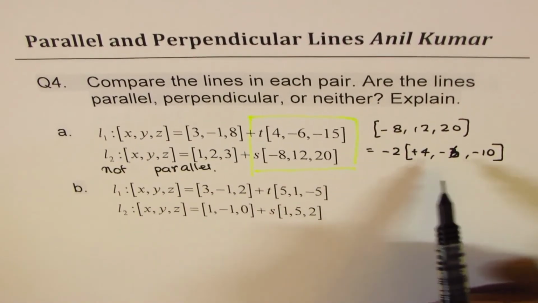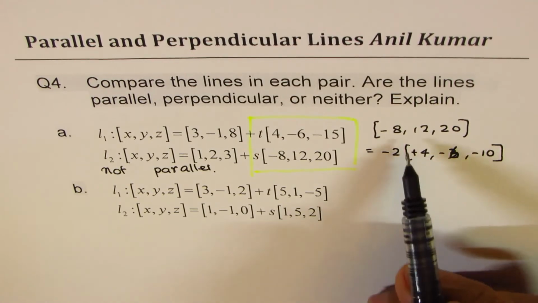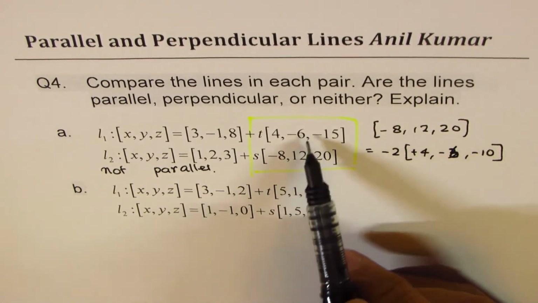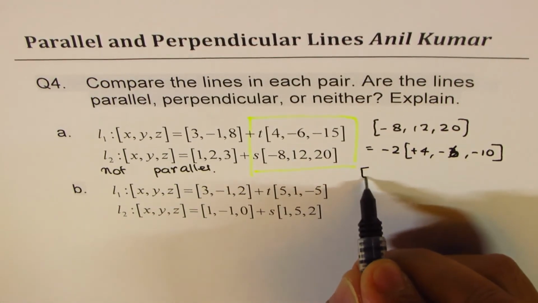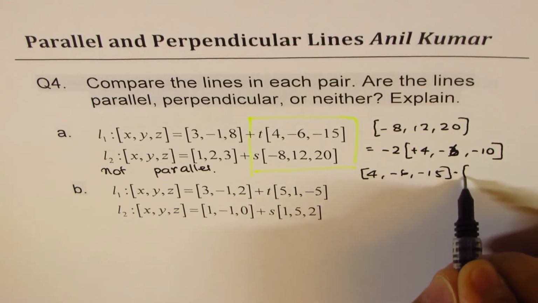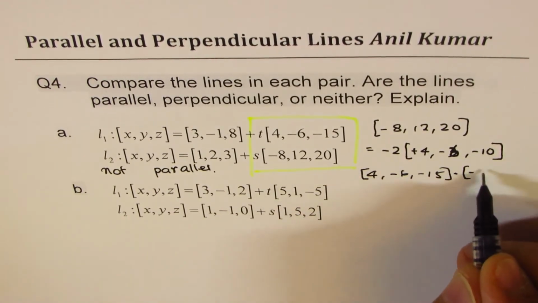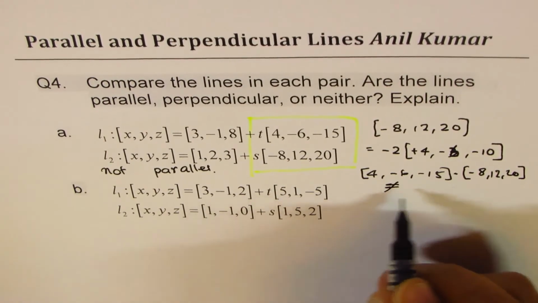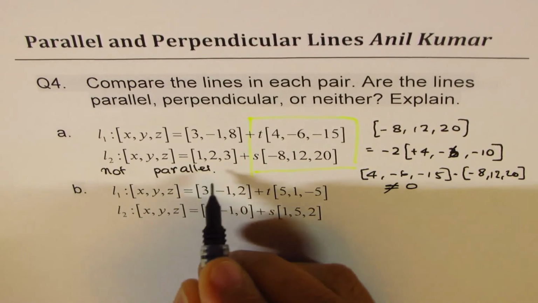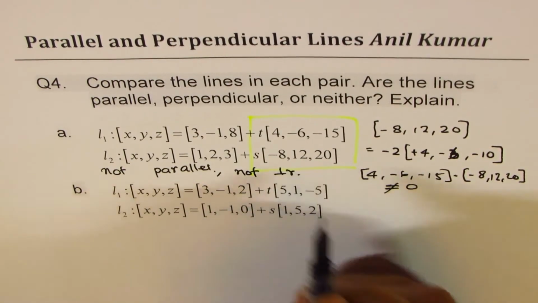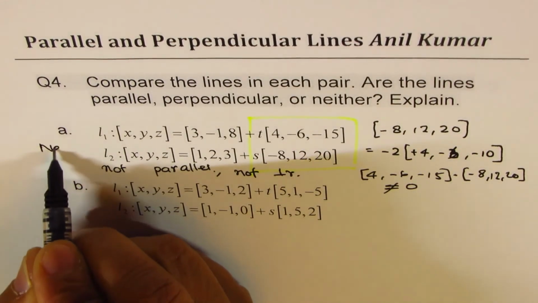Now, to show that they are perpendicular, we can do the dot product, correct? So you can do the dot product between these two. So let me do 4, minus 6, minus 15 dot, you could do with that also, or with minus 8, 12, 20, and you'll notice that this is also not equal to 0, so they are not parallel, not perpendicular also, okay? So the answer for the first one is neither.